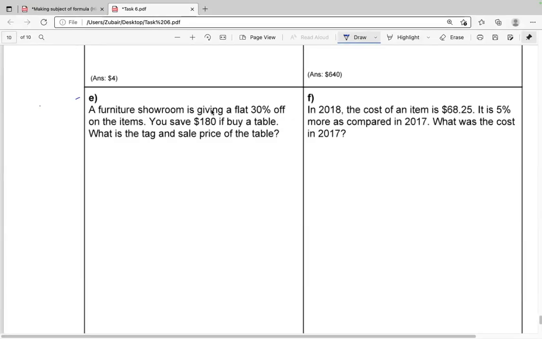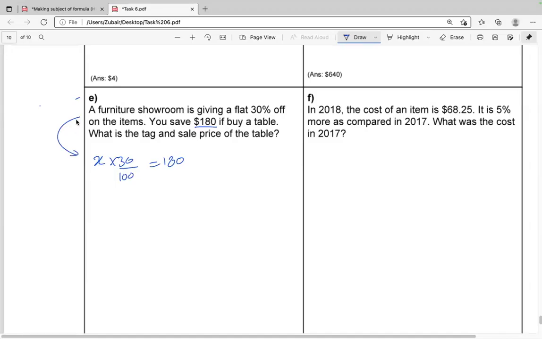A furniture showroom is giving a flat 30% off on the item. You save 180 if you buy a table. What is the tag and sale price of the table? So see, tag is unknown. Let's say we were walking around the store and we see X written there. And I'm getting 30% off. How much am I paying? I'm paying 70% and I'm saving 180. That means if I just find out 30% of this price, I will get this saving.